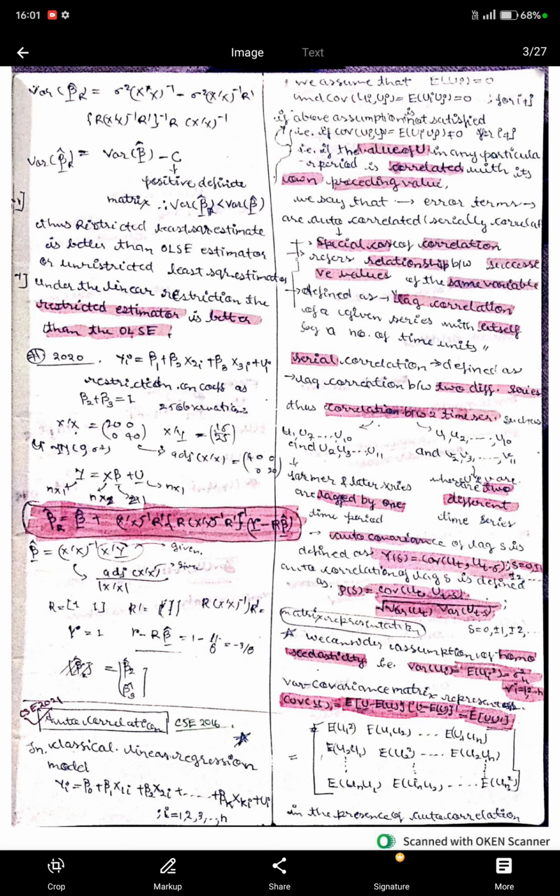So adjoint of X dash X will be 40 0 0 20. हाँ, for a 2 cross 2 matrix, the adjoint will be changing the diagonal elements and taking minus to the non diagonal elements.